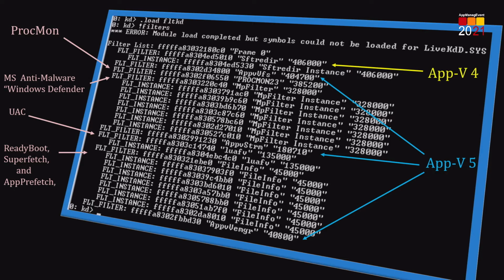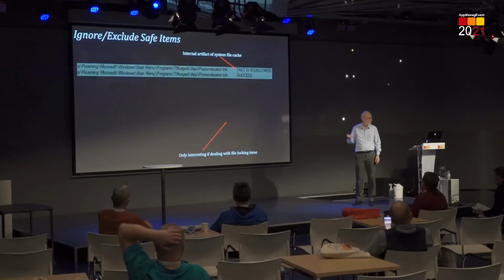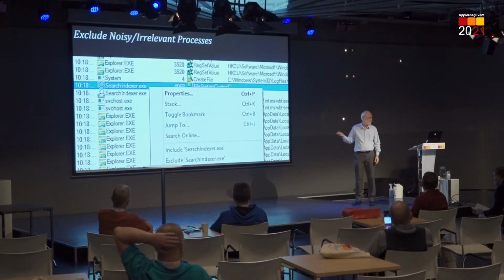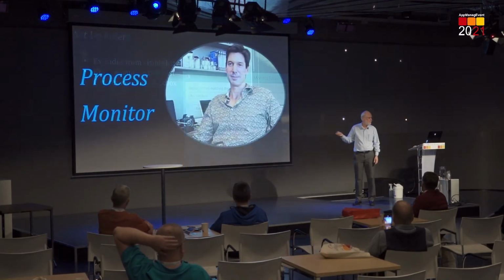But let's talk about a few of them that I see in here. This was actually from a Windows 7 system. So I had an App-V 4 system set. Oh, I hit that button again, didn't I? It's been too long since I've used this tool.